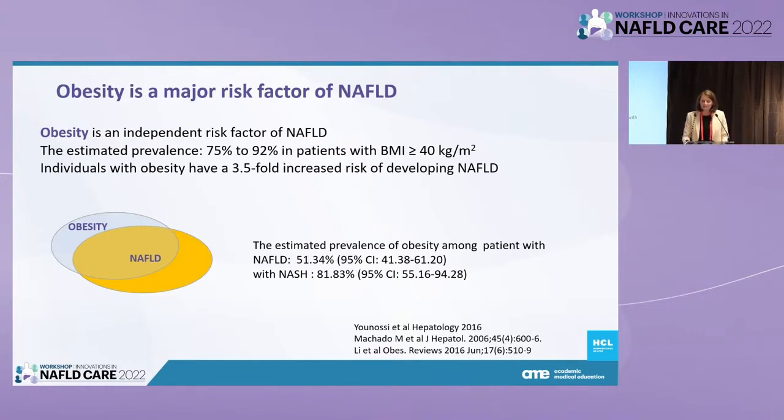On the other hand, in the meta-analysis of the global prevalence of NAFLD, when we look at the prevalence of obesity among the patients with NAFLD, it goes up to 51%, and in the patients with NASH, the prevalence of obesity is even higher, up to 91.93%.